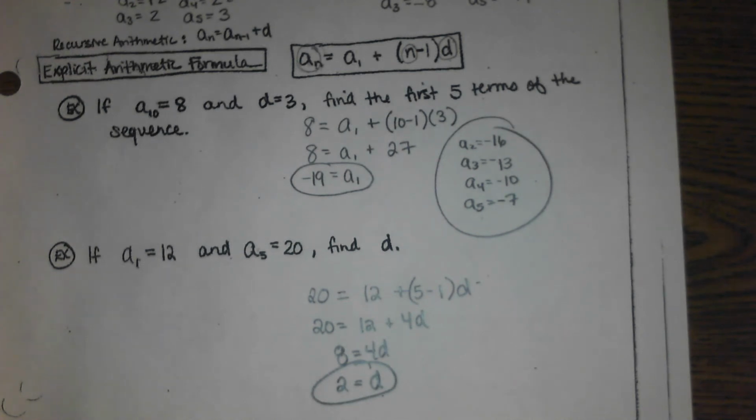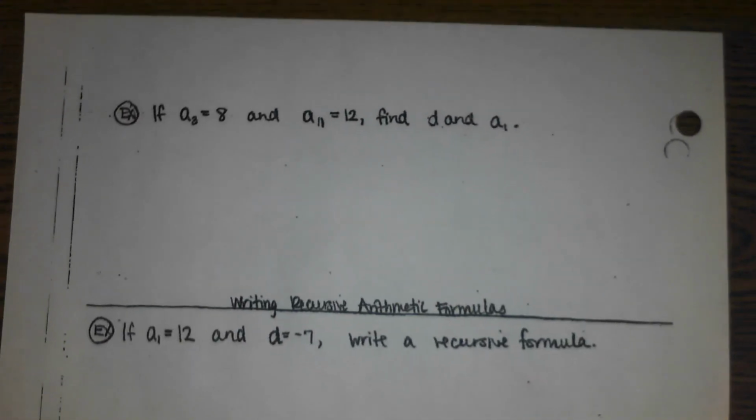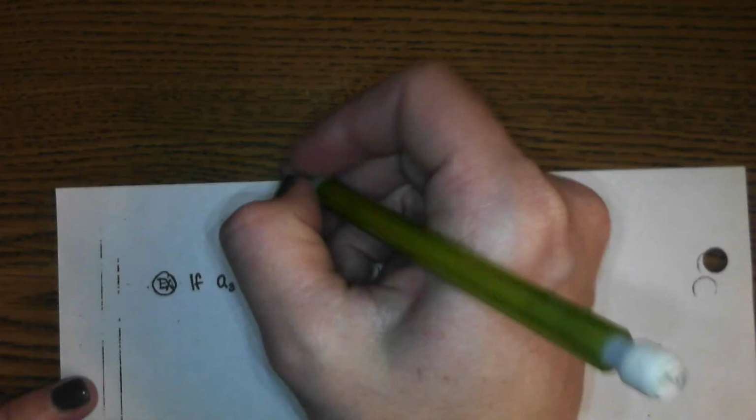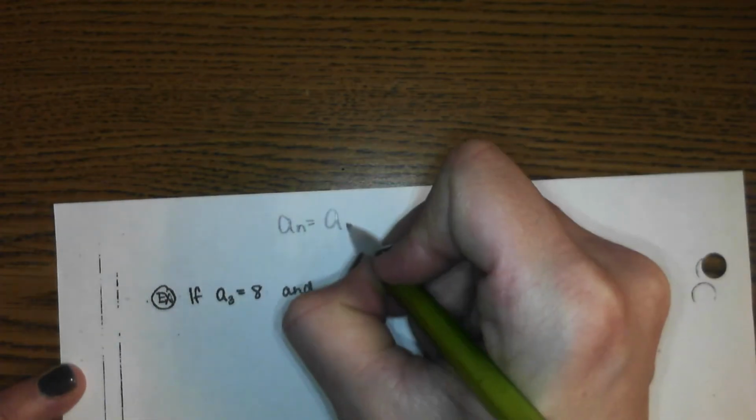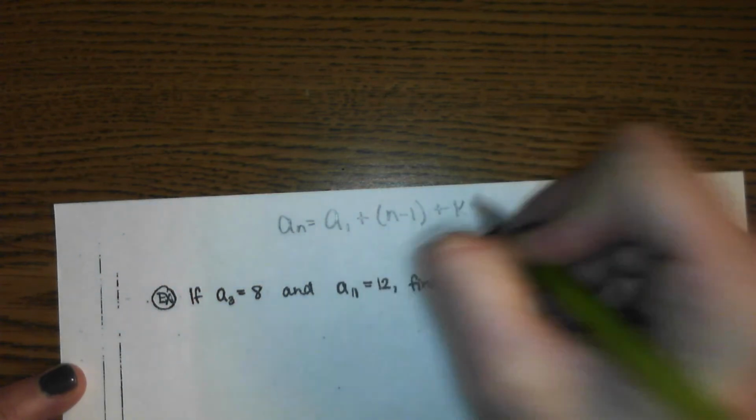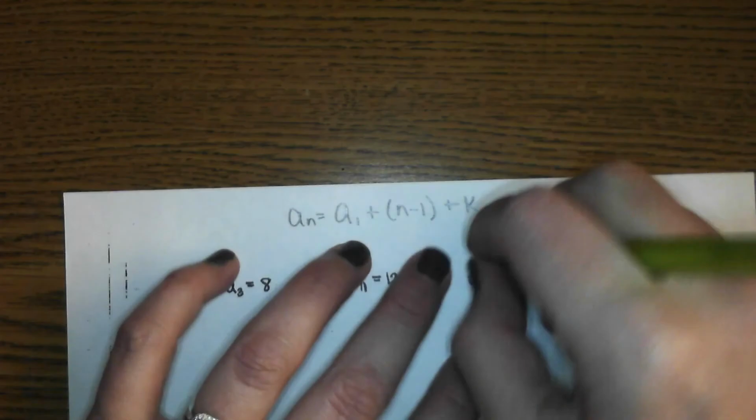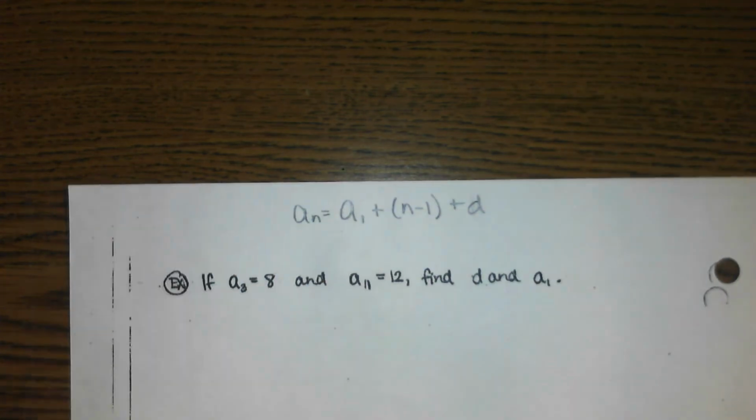Any questions? Okay. Flip us over. You know what? Do yourself a favor. Rewrite the formula at the top so we don't have to keep flipping back and forth. A sub n equals A sub 1 plus n minus 1 times d. Sorry, why did I say plus k? I was thinking like transformation. Shifting up, shifting down.